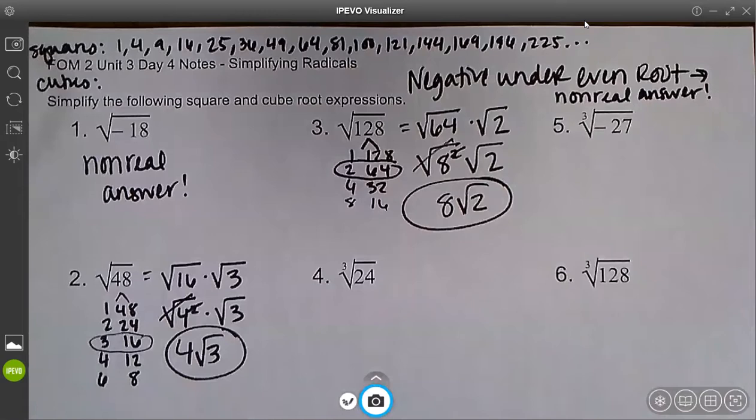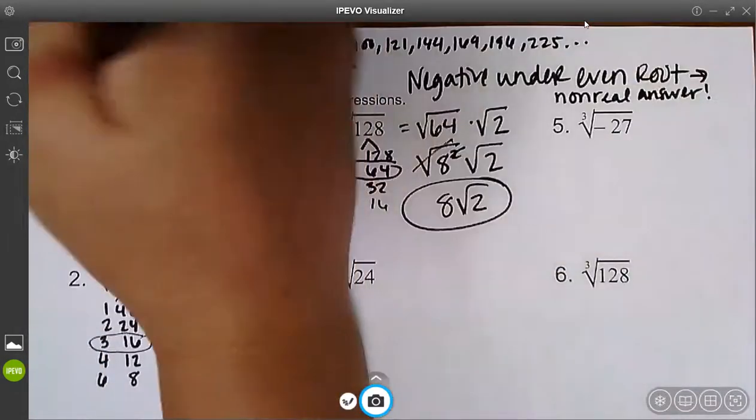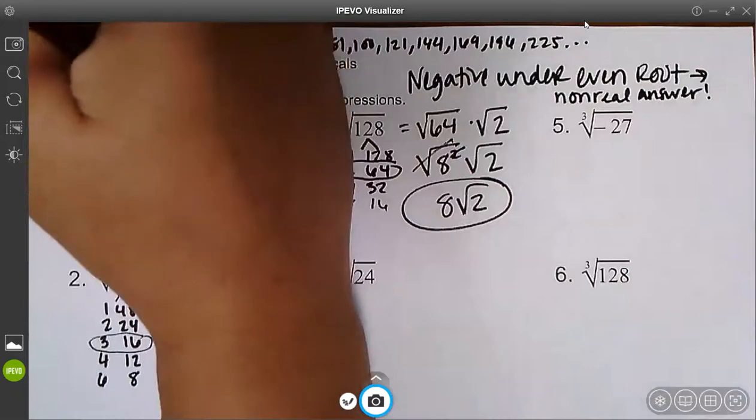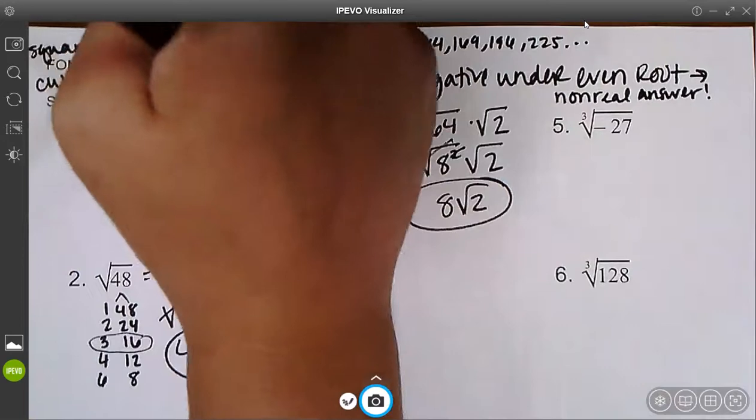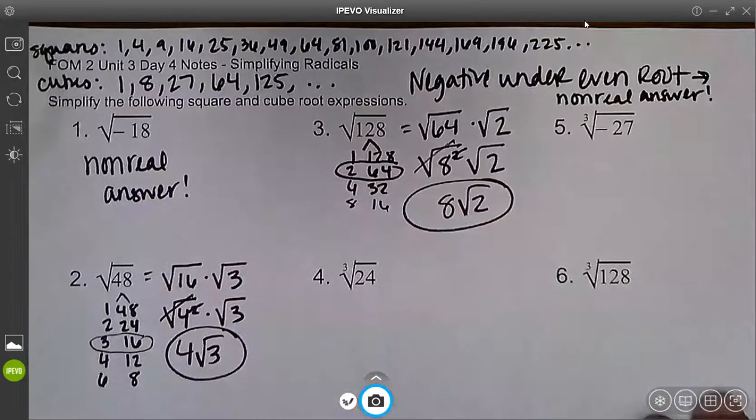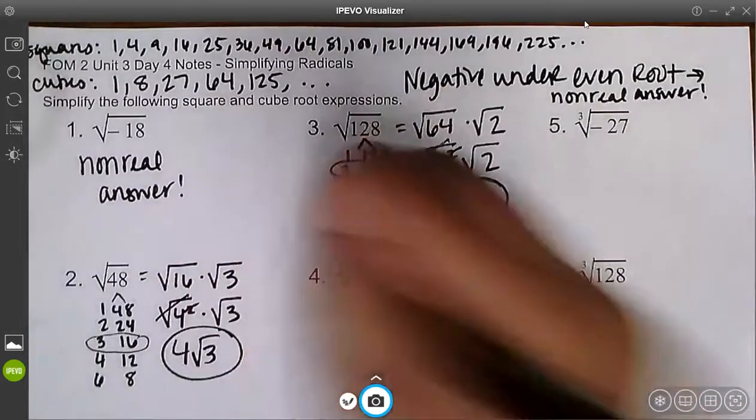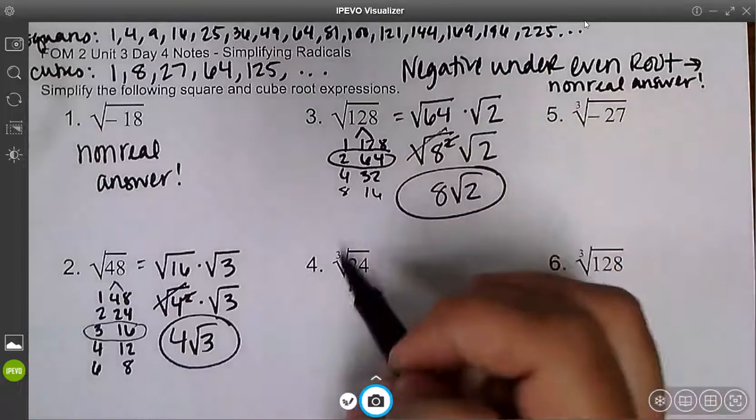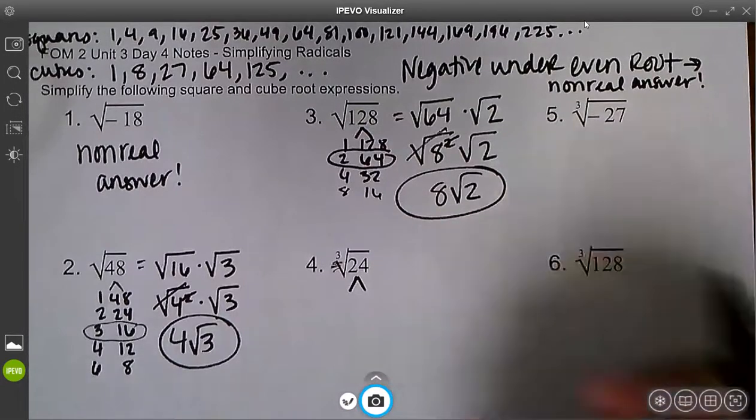Now when you have cube roots, you're looking for perfect cubes. My perfect cubes: 1 times 1 times 1 is 1. 2 cubed, 2 times 2 times 2 is 8. 3 cubed is 27. 4 cubed is 64. 5 cubed is 125, and it does keep going. So if this is not on my perfect cubes, I want to list my factors and find the biggest perfect cube factor, because this is a cube root. The index matters. It makes a big difference in your answer.